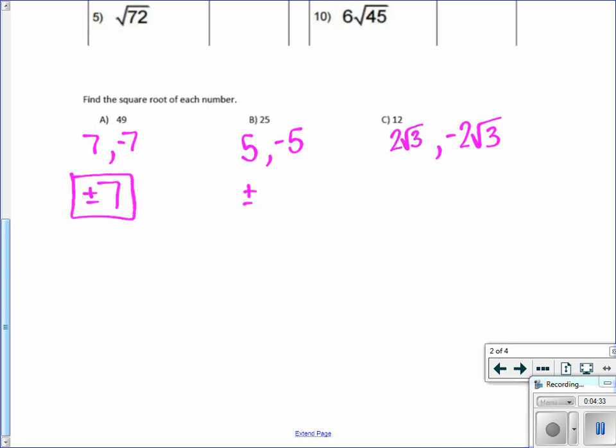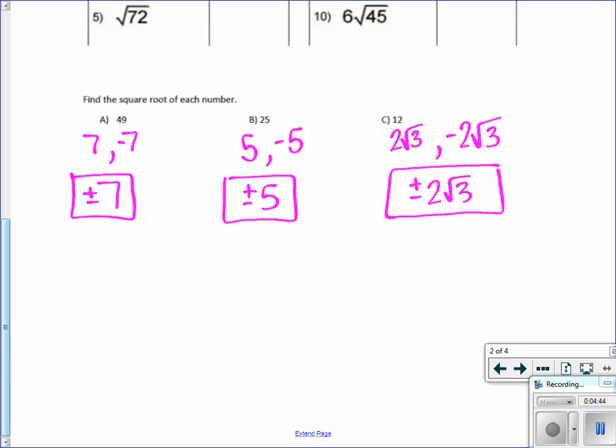Have y'all seen this symbol before? We say it as plus or minus, exactly like what it looks like. It means positive 5 and negative 5. It means positive 7 and negative 7. It just makes it so you don't have to write the number twice. You just write both signs right in front of it. We are going to see that plus-minus sign a lot in the future, coming up in a different section later on.